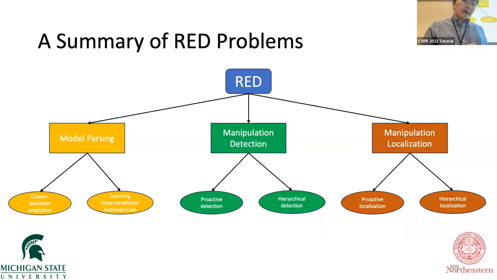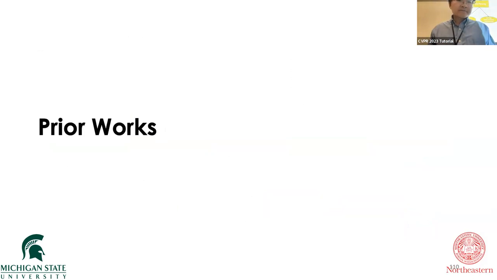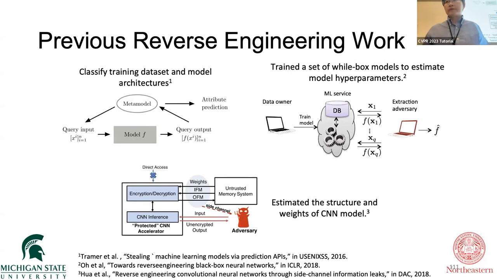Therefore, for my part, I'm going to cover three topics, starting from model parsing, to manipulation detection, which is mostly binary detection, yes or no, fake or real, and manipulation localization, which generates a mask to tell you where has been modified. With each one of them, we have more detailed algorithms. Now, before we start, let's give credit to the previous researchers in this field to see what kind of problems have been studied in these related topics.